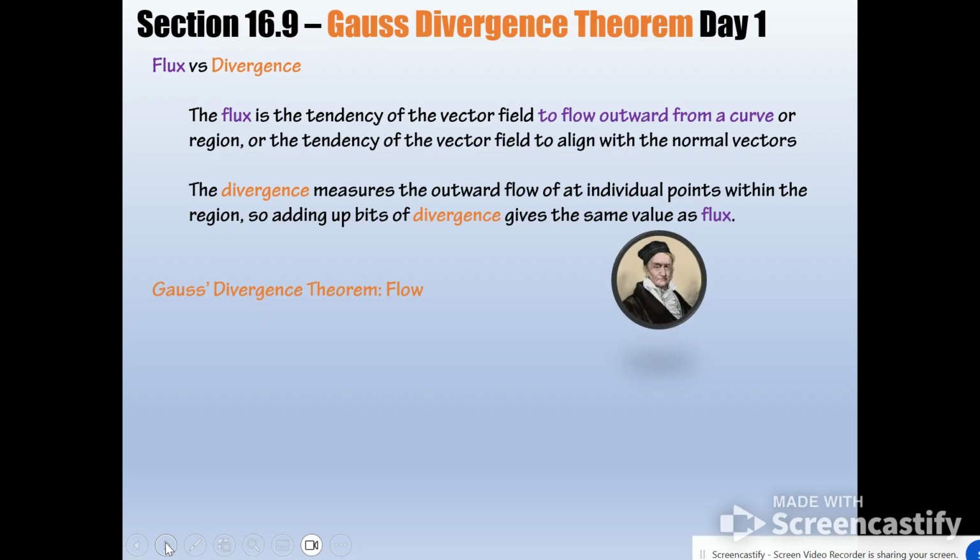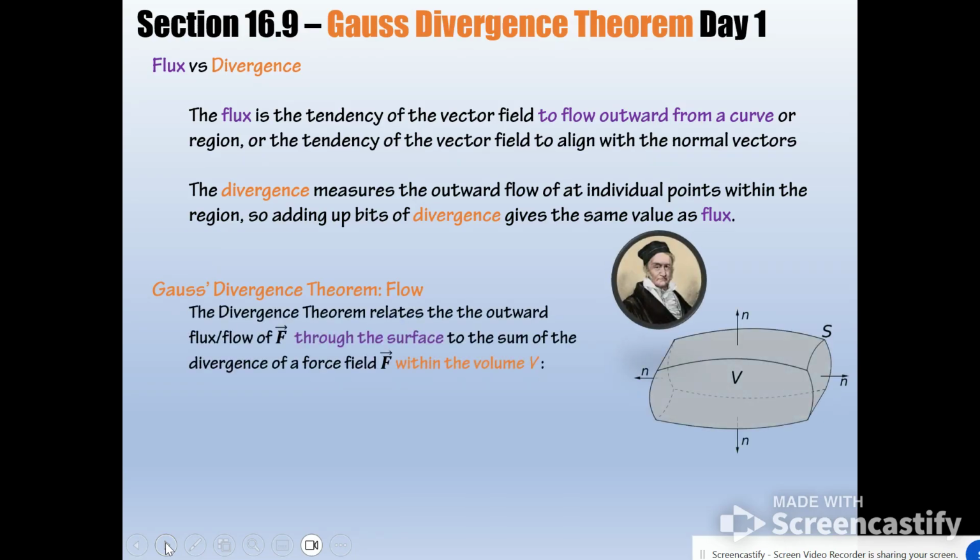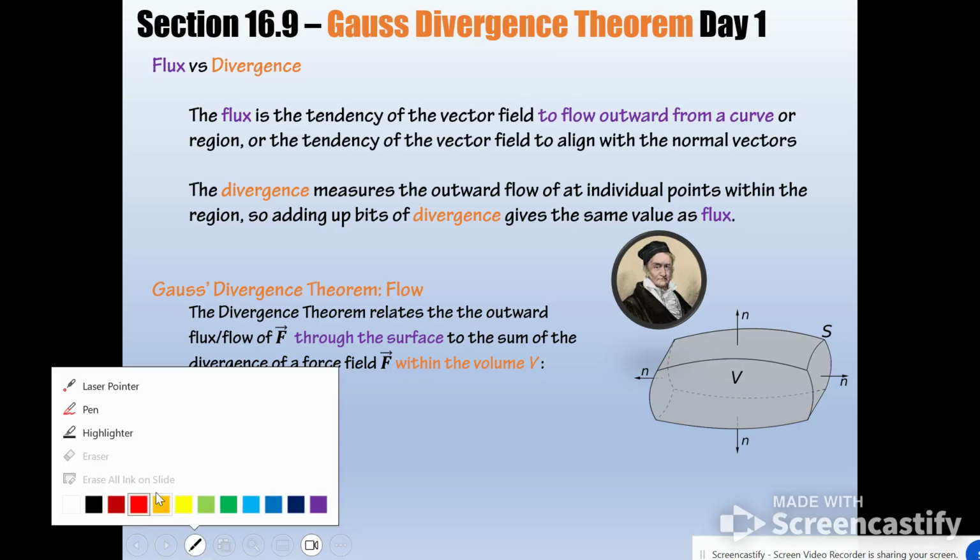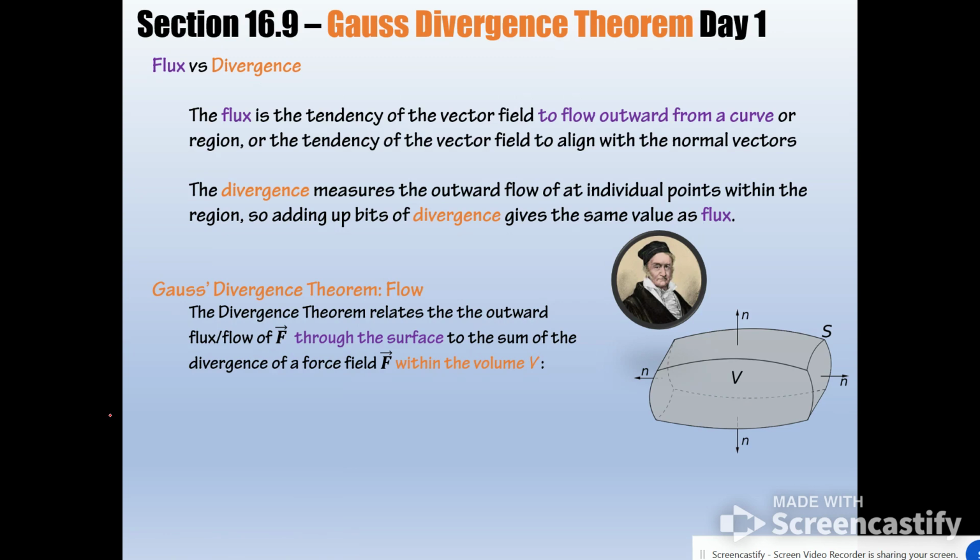That's what Gauss proved. The divergence theorem relates the outward flow of the force field through the surface to the sum of the divergence of the force field within. So, in other words, right, again, see if I can make this pen work. Where is it? There it is.